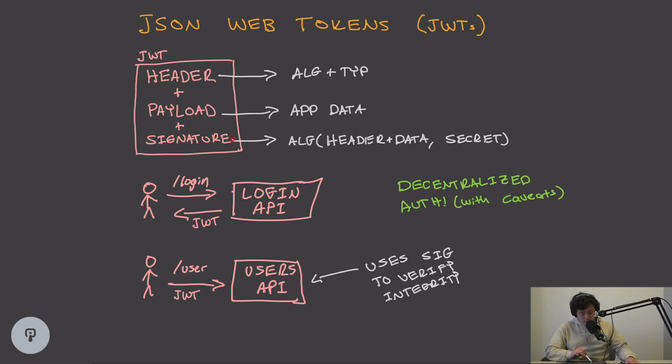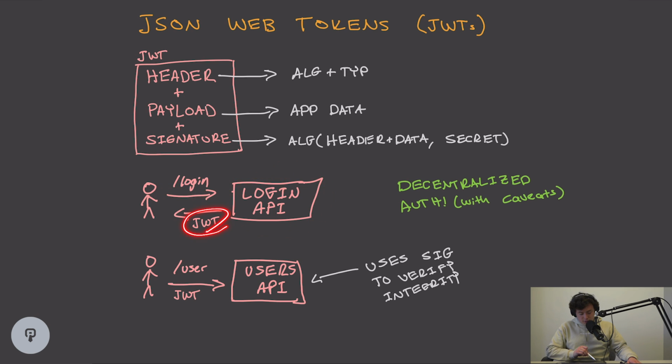Now, in order to solve that, we're involving the signature. The signature is going to use the algorithm from above, and the algorithm is going to encrypt the header and data. It's not going to directly encrypt it, but it'll provide some sort of checksum, and this is going to be developed using a secret. This is a secret, and we want to keep this on the server side. Let's make that clear.